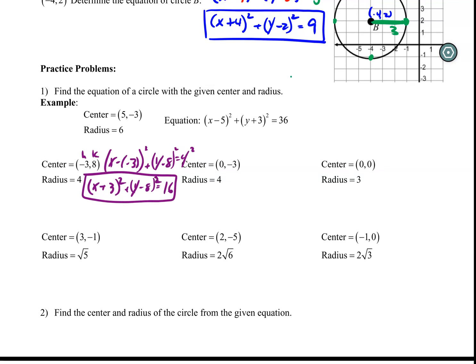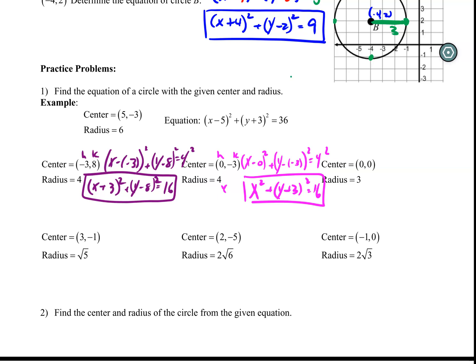Not too bad. Over here, same thing. Here's my h, here's my k, this is my r. So we've got x minus 0 squared plus y minus -3 all squared is equal to 4 squared. Because it's a minus 0, I can just simplify this to just x squared. Nice and simple. Here I can make this y plus 3 squared, again making sure it's in parentheses, equals 16. And there's my equation for the second one.